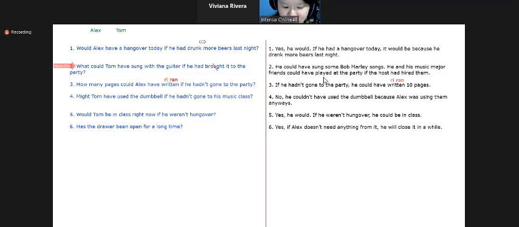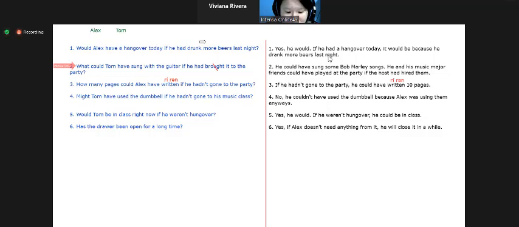Next. How many pages could Alex have written if he hadn't gone to the party? If he hadn't gone to the party, he could have written 10 pages. Might Tom have used the dumbbell if he hadn't gone to his music class? No, he couldn't have used the dumbbell because Alex was using them anyways.